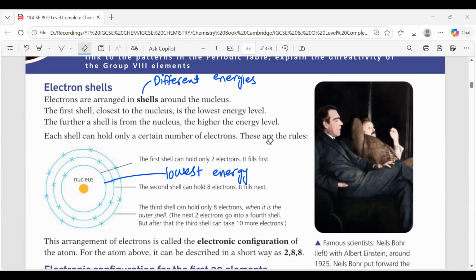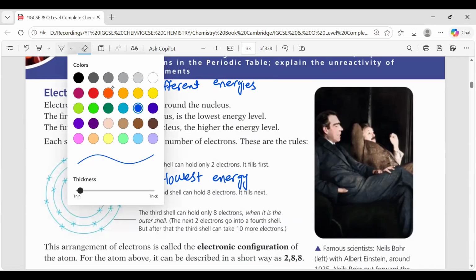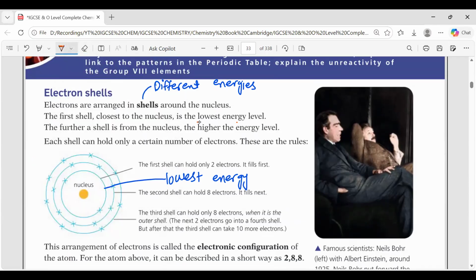Recording in progress. I was telling you that the lowest energy is of the shell which is closest to the nucleus, the first shell. And the further a shell is from the nucleus, the higher the energy level will be.